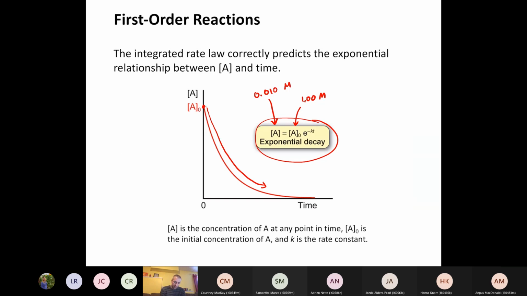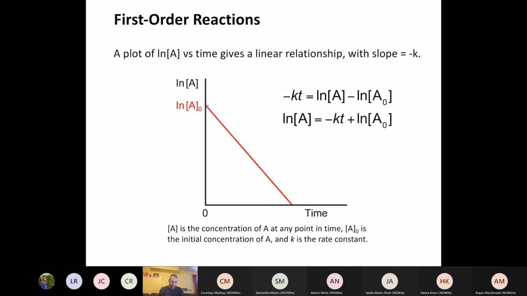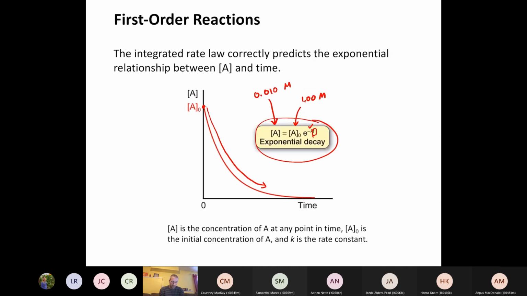You can calculate the time that is going to take as long as you know what K is. So this is another application of this particular equation. You can calculate time taken to get to a certain percent completion, or you can calculate percent completion after some given amount of time. Both very useful. So yeah, the plot here is curved.